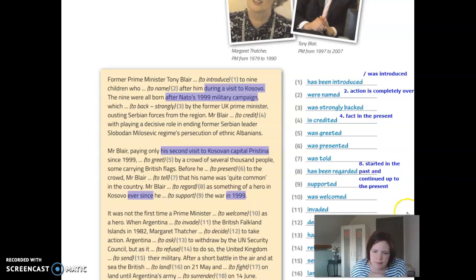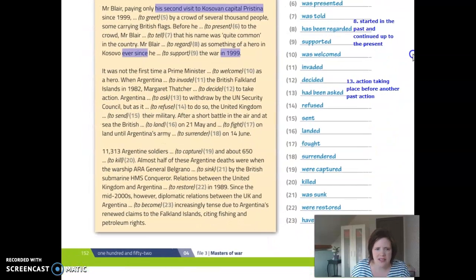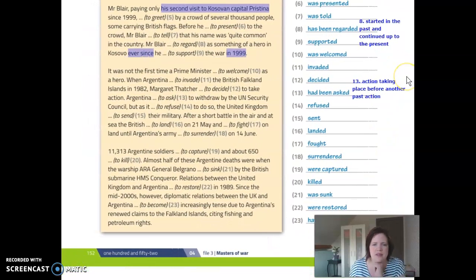Argentina had been asked to withdraw by the UN Security Council, but as it refused to do so, the United Kingdom sent their military. 3 actions in the past, and in 13, we have an action taking place before another past action, and in that case, we need to use the past perfect and not the present perfect tense. Let me just see if I can shift this and make sure you can see the rest.